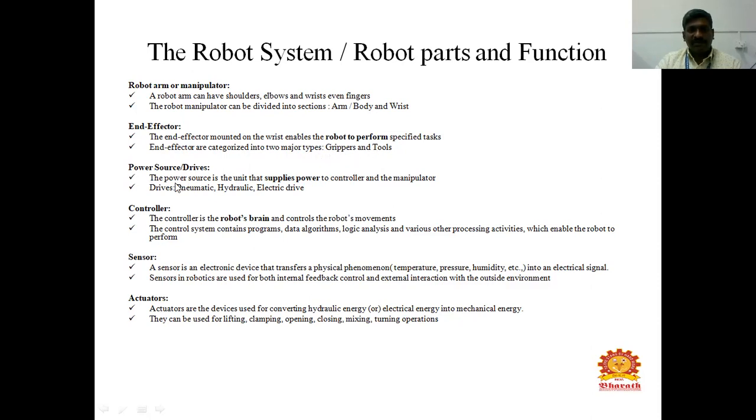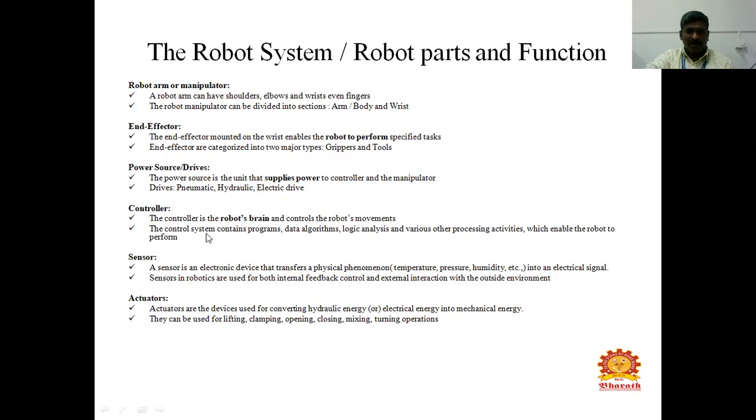Power source. Power source is given to the robot to operate. The power source is a unit that supplies power to the controller and the manipulator, and the drive system is another power source of the robot. The drive system can be pneumatic, hydraulic or electrical drive. Okay, the controller is the robot brain. It controls the robot movement.